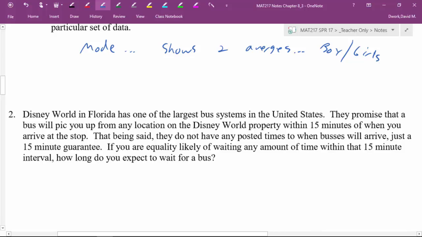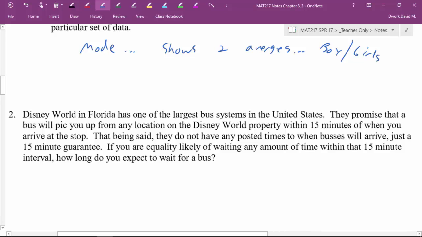That being said, they do not have any posted times. They just tell you that one will arrive within a 15-minute guarantee. If you are equally likely to wait any amount of time within that 15-minute interval, how long do you expect to wait for a bus?